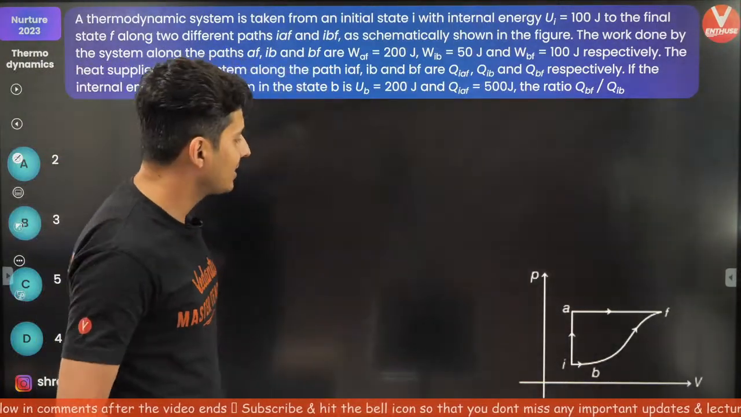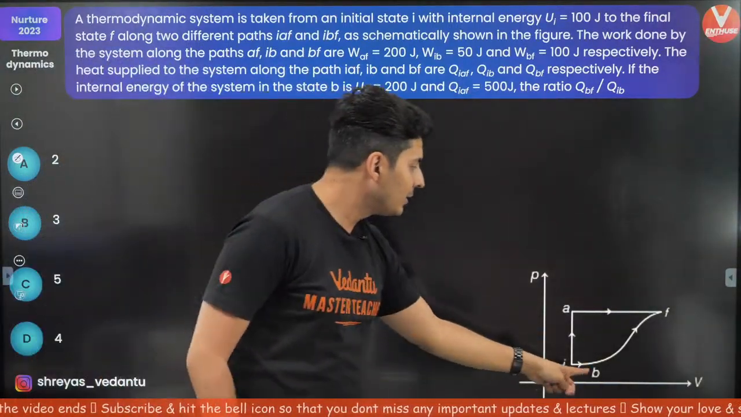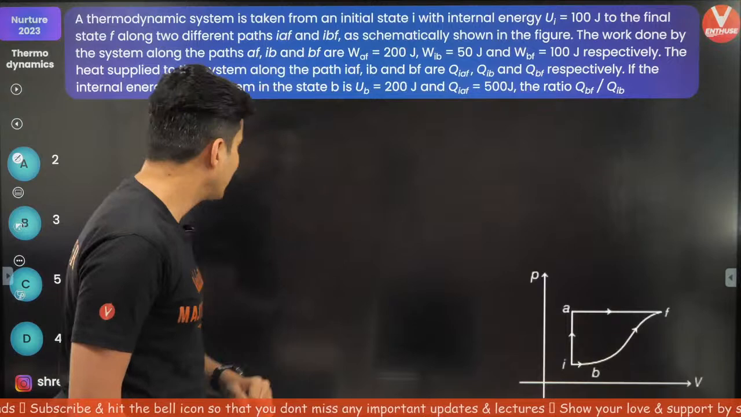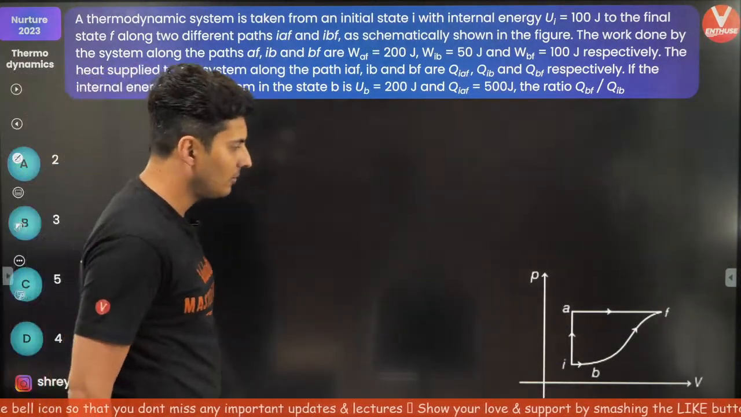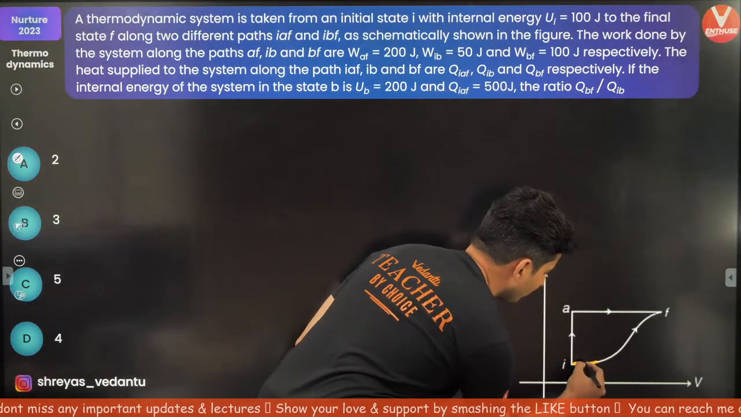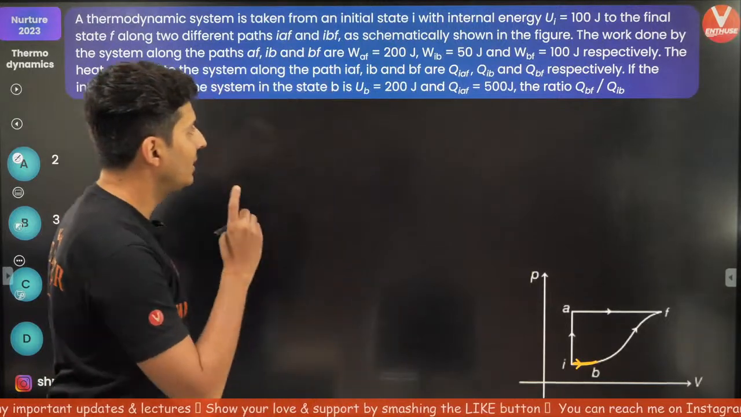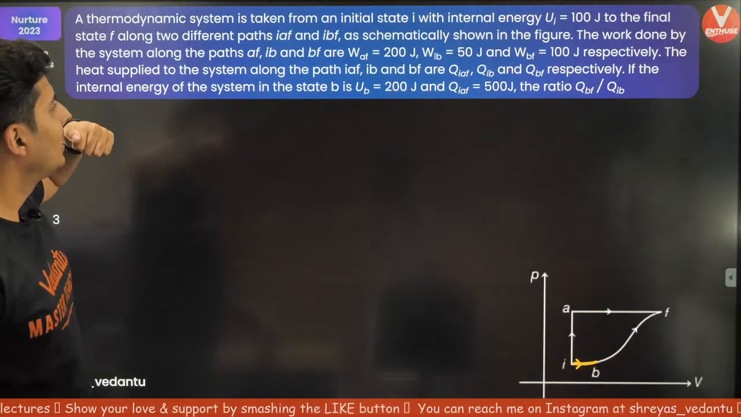Now, what has been asked? QBF by QIB. B to F, I to B. Let's start solving this one by one. Okay, observe. QIB, that means this process, from here to here. I need to find that because I want to find the ratio. Let's see if I can do it somehow.